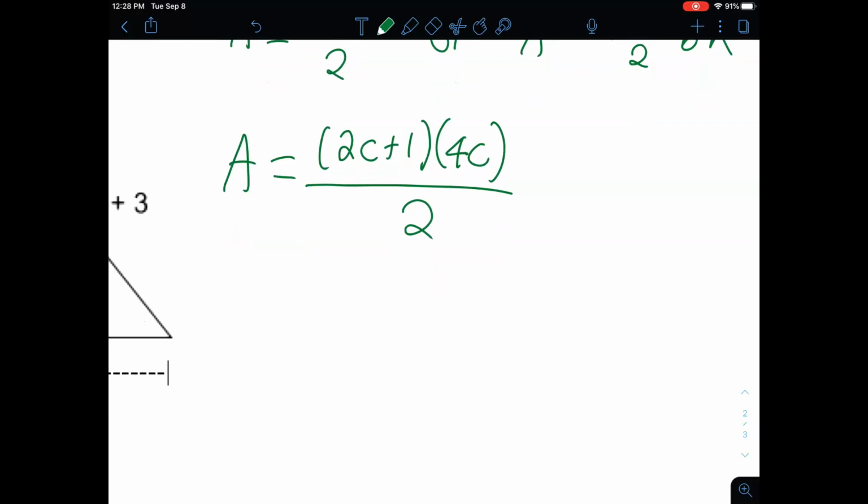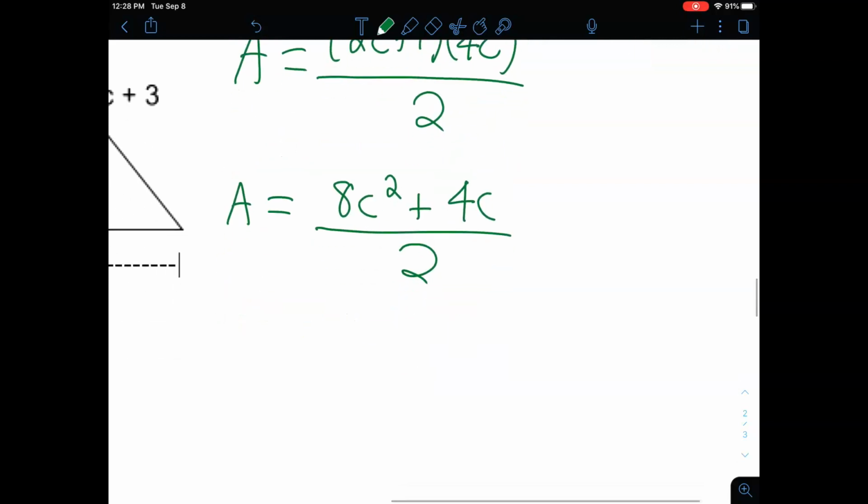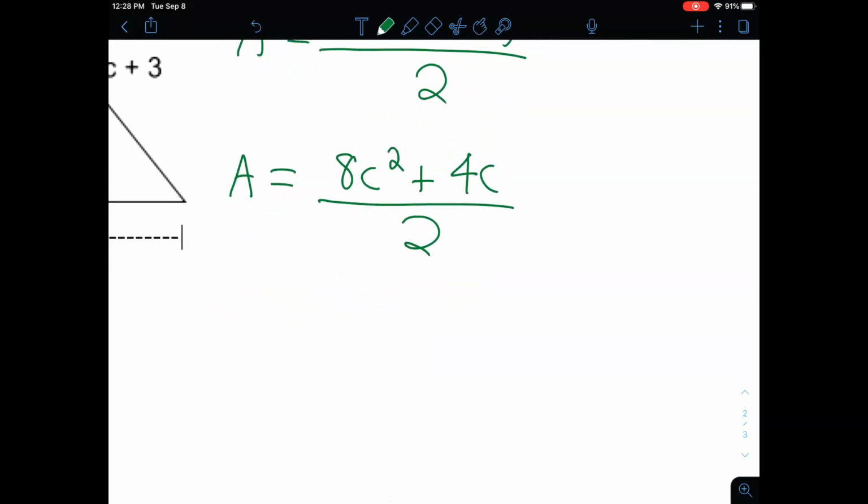Okay, we're going to multiply. Looks like we have a binomial times a monomial, so we're going to be doing this, which is called what? It's called distribution. So what's 4c times 2c going to be? That's going to be 8c squared. And what's 4c times 1? It's going to be 4c all over 2. Okay, now we need to divide both of these by 2.